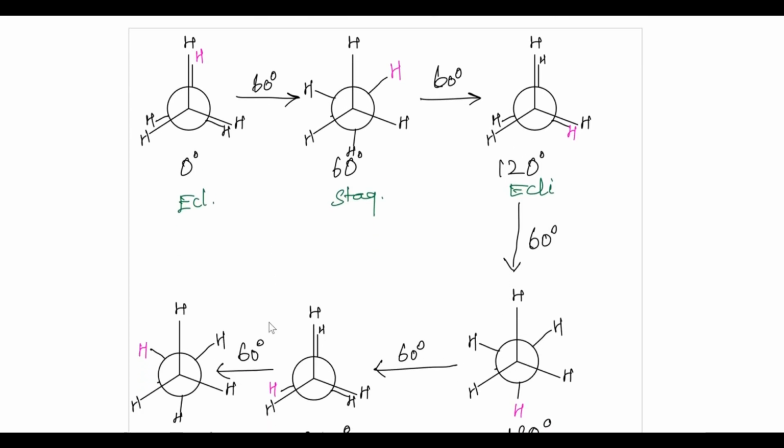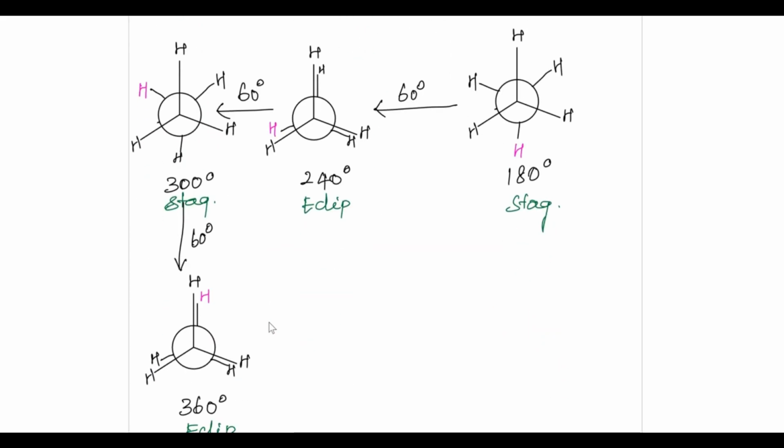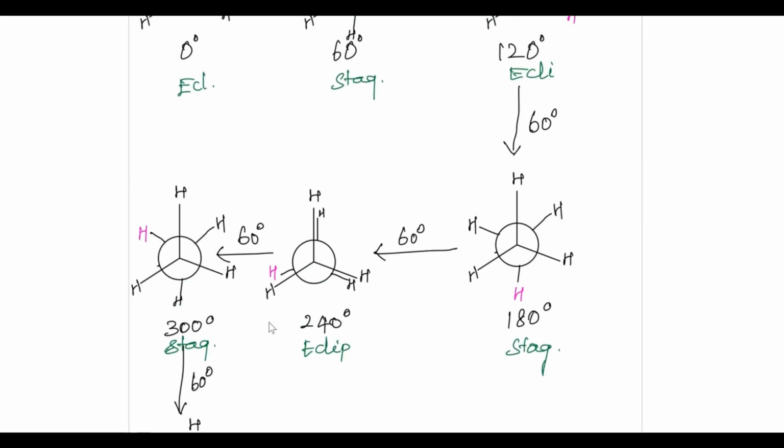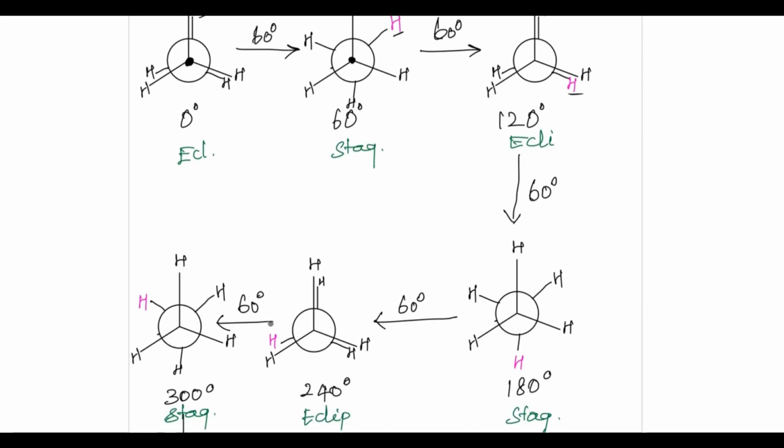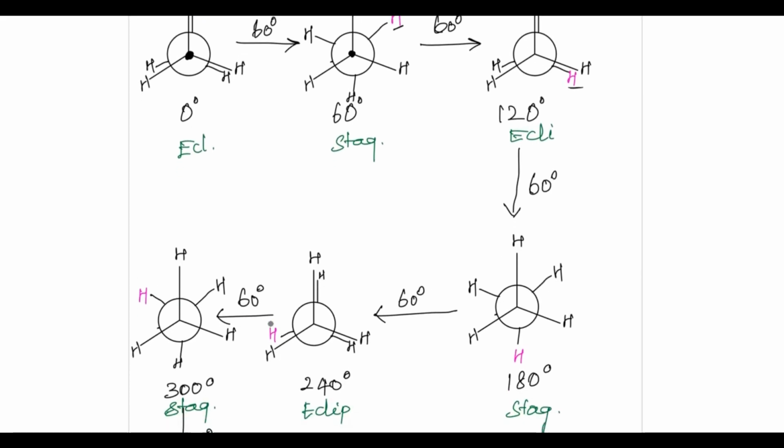Like you can see, eclipsed, starting from eclipsed 0 and then staggered, eclipsed, staggered, eclipsed, staggered and eclipsed. Okay. Keep the one carbon in a fixed space. Let's say you are keeping the above carbon fixed. Rotate the other ones. If you're writing H here, next write the H 60 degrees apart. Next 60 degrees, next 60 degrees and so on. Follow the H. You will get it.